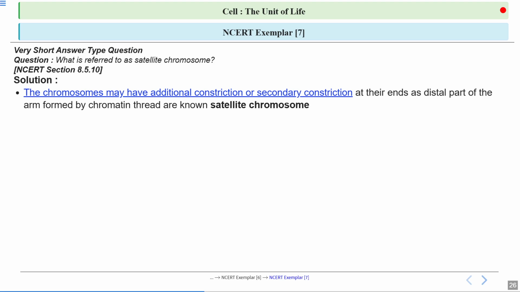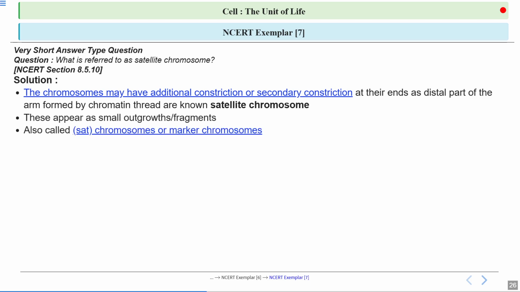At the distal part of the arm, the portion formed by the chromatin thread is known as the satellite. It appears as a small outgrowth fragment. Which chromosomes have this? You can see chromosomes 13, 14, 15, 16, 21 and 22. These chromosomes have secondary constrictions, which means they have satellites. They are called satellite chromosomes.